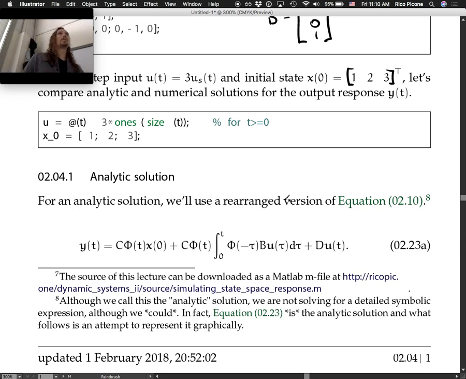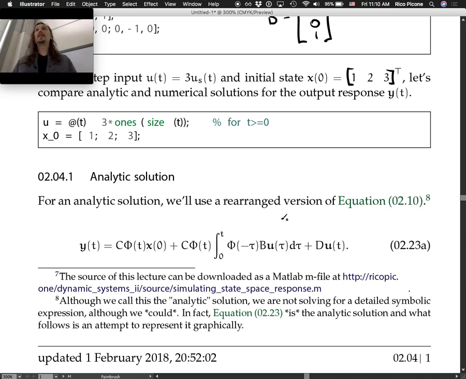So we're using our analytic result, which is a rearranged version of equation 210, in this first section. We want to use this result because this is the solution already. We just need to plug things into it and evaluate them.